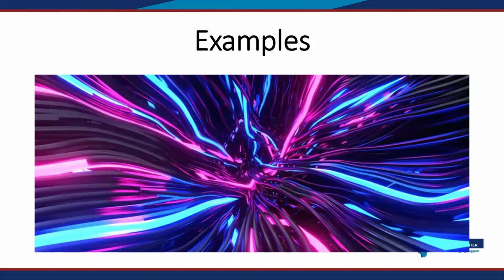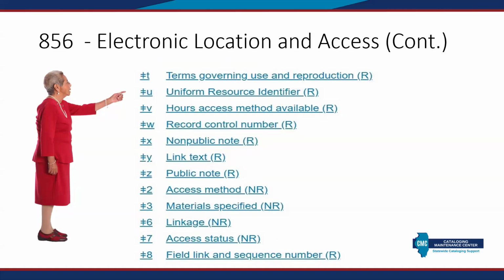Wrong way. All right, subfield V is the hours access method available, and that one is not used. Subfield W, record control number, is a system control number of a related record. So you could maybe put the print version in subfield W, the OCLC number for it. Subfield X is a non-public note, and that's a place to place any internal notes about the resource that library staff needs to know.